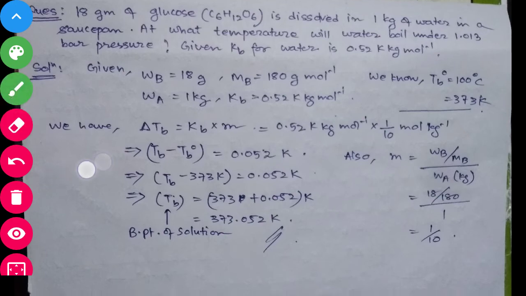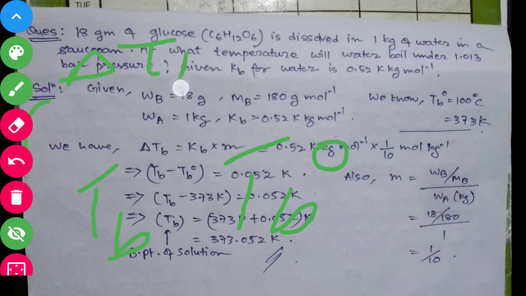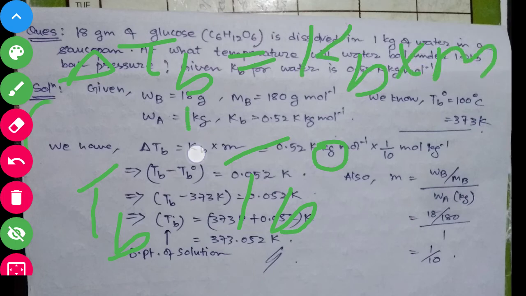One is TB, and one is TB naught. We know these two things are there, because you see the expression: delta TB equal to KB into m. And what is delta TB? It is nothing but TB minus TB naught, right? So now how to know they are asking TB or they are asking TB naught?